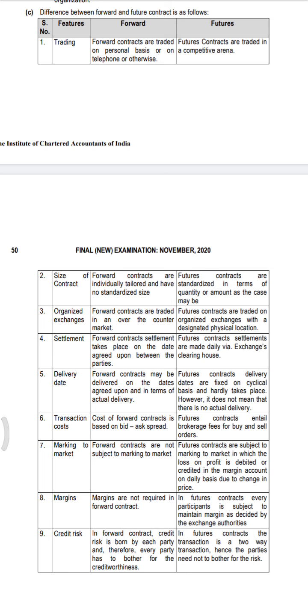Marking to market. Forward contracts are not subject to marking to market. Futures contracts are subject to marking to market, in which the loss or profit is debited or credited in the margin account on daily basis due to change in prices. Margins are not required in forward contract. In futures contract, every participant is subject to maintain margin as decided by the exchange authorities.